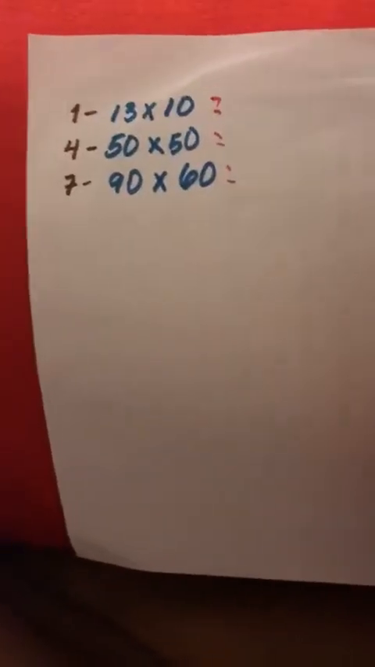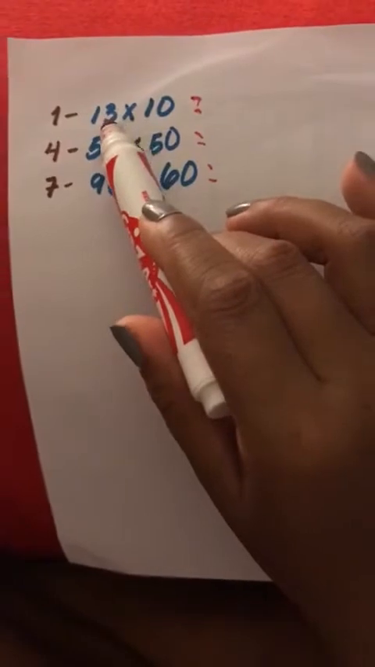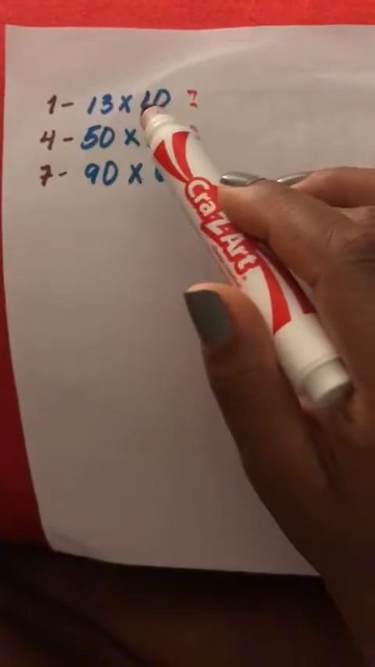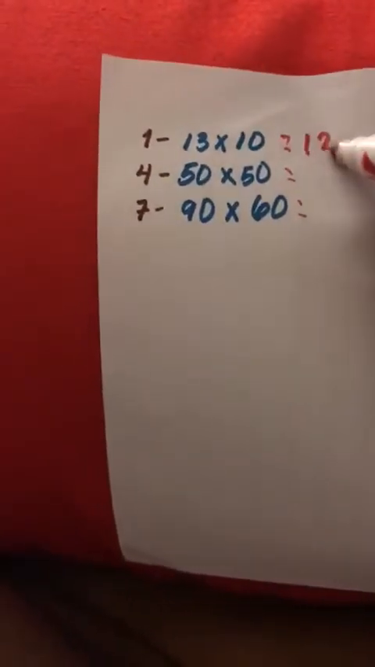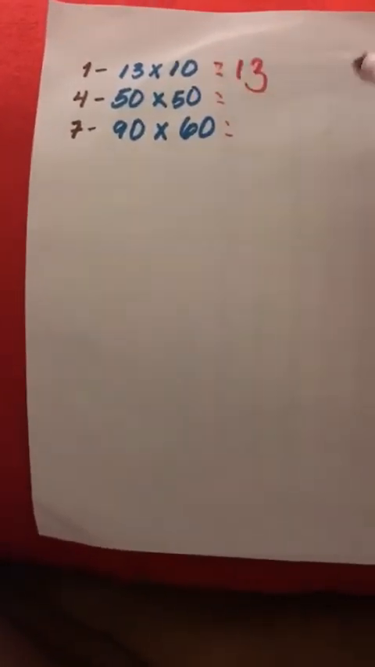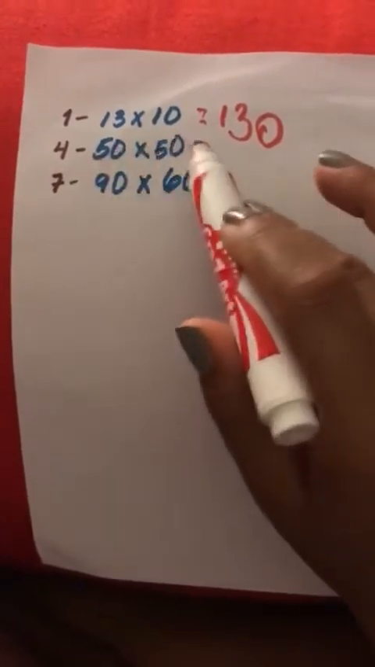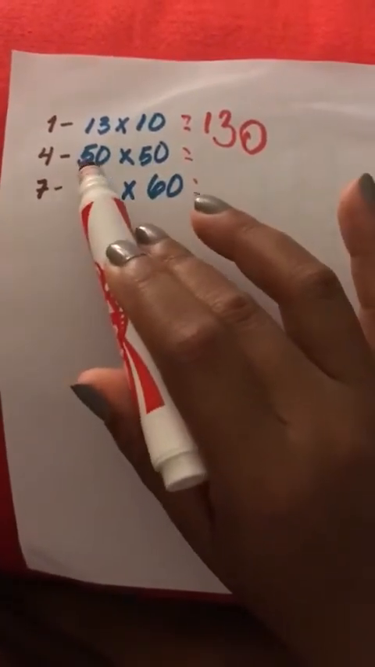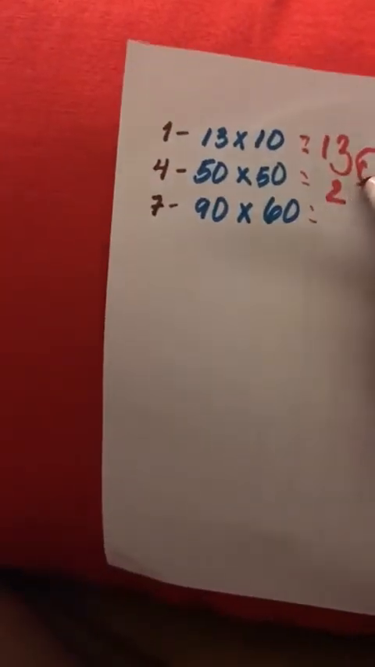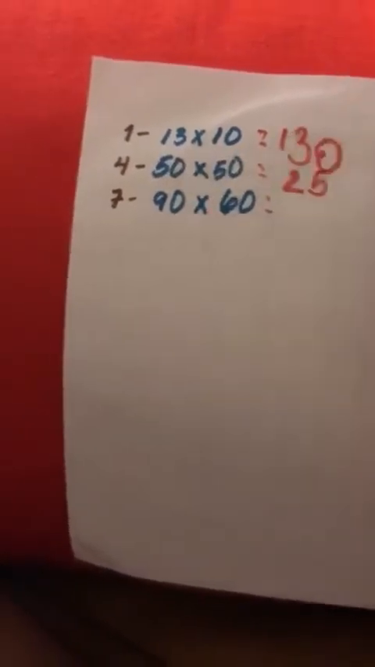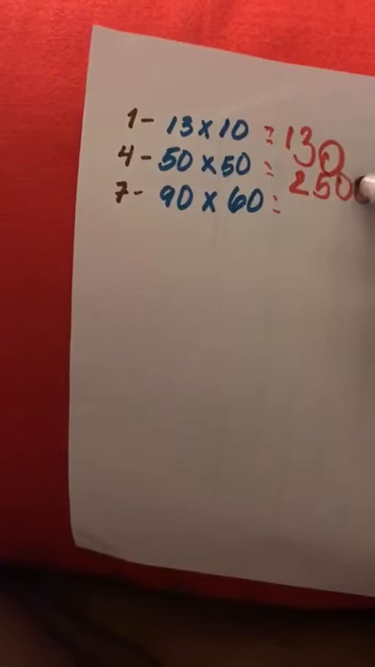Okay, now instead of saying 13 by 10, let's make it easier. I would say 13 by 1, which is going to be 13. And so how many zeros are here? Only 1. Then I would say 15 by 15. 50 by 50. But what I'm going to do here, I'd rather say 5 by 5, which is 25. And then how many zeros do I have? 1 and 2.